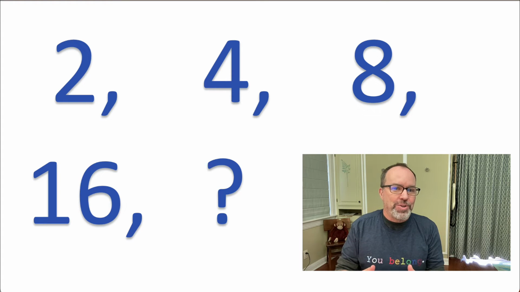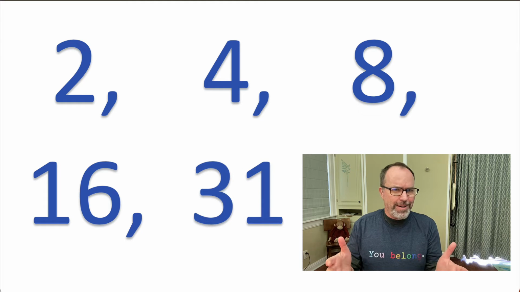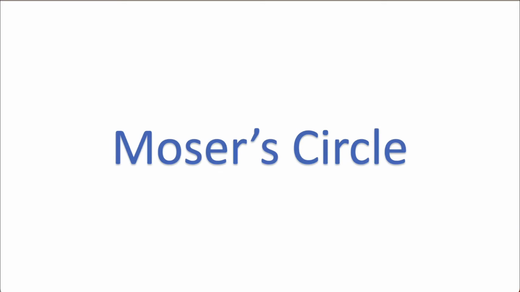Well, today I'd like to show you an example where the next number in the sequence is 31. What? I know, right? I'd like to introduce you to Moser's circle. Take a circle and place 2 distinct points anywhere on that circle and draw the line between them. This divides the circle into 2 distinct regions, and the first number in our sequence is 2.